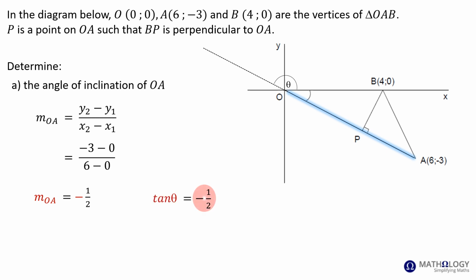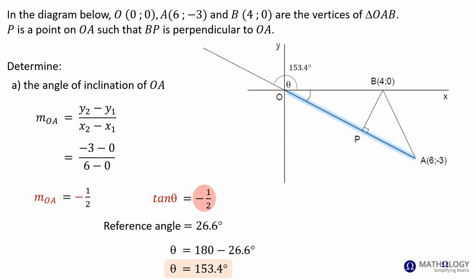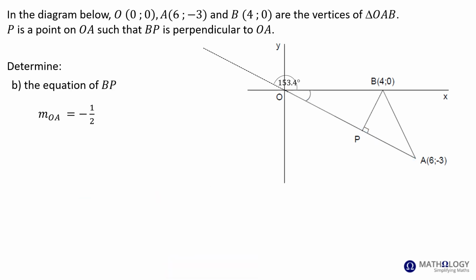The fact that this is a negative ratio means that the angle theta lies in a quadrant where tan is negative. Theta is clearly an obtuse angle, so we establish a reference angle and subtract it from 180 degrees. Theta therefore equals 153.4 degrees.